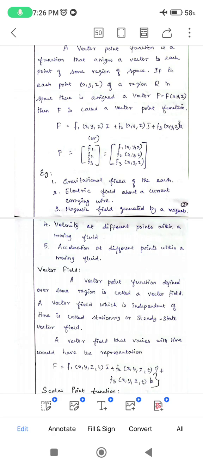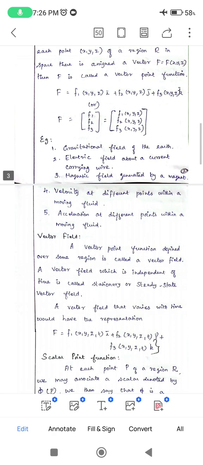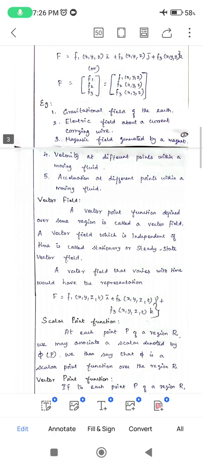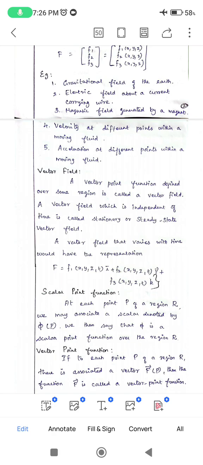For example, gravitational field of the earth, electric field about a current carrying wire, magnetic field generated by a magnet, velocity at different points within a moving fluid, acceleration at different points within a moving fluid. And next definition is a vector field. A vector point function defined over some region is called a vector field.